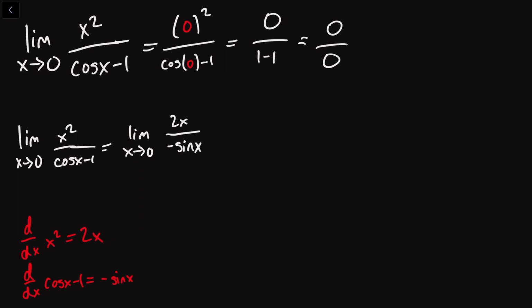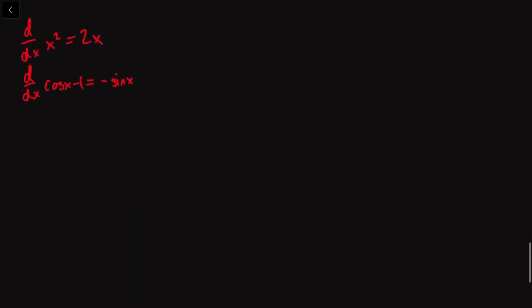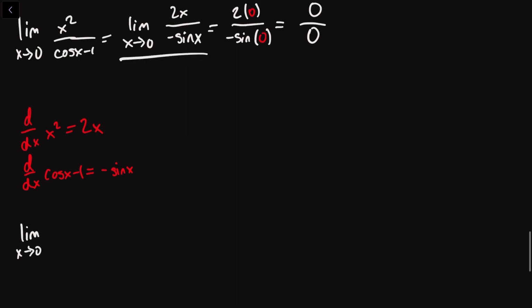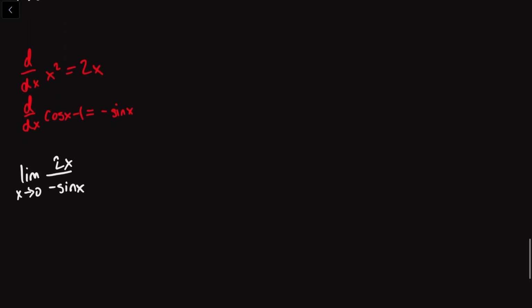Then we plug in, and we get 2 times 0 over negative sine of 0. So 2 times 0 is 0 over negative sine of 0. Sine of 0 is 0. So negative sine of 0 is 0. So we got an indeterminate form again. So we would have to use L'Hopital's rule again. So we have this function right here, the limit of 2x over negative sine of x.